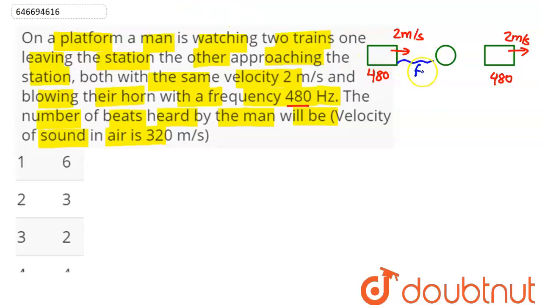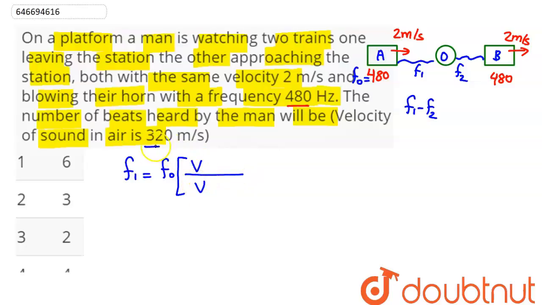So the frequency from the first train A to this observer will be F1, and the frequency from the second train B heard by this observer will be F2, and we can say F1 will be greater than F2. We need to find the number of beats, that is we need the value of F1 minus F2. Hence by Doppler effect we have F1 equal to F0, where F1 is the apparent frequency, F0 is the actual frequency emitted by both these trains, equal to 480. V here is the velocity of sound in air, which is equal to 320. VO is the velocity of observer and Vs is the velocity of source.